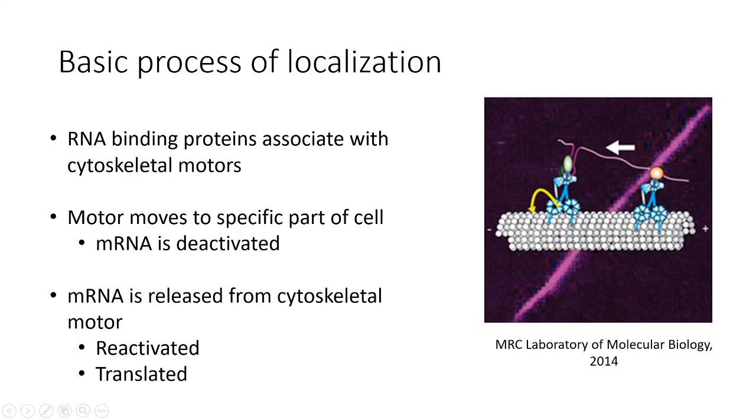And second, of course, if you have a ribosome associating with the mRNA and translation taking place, then that completely defeats the purpose of cytoplasmic localization, because then you're going to have protein products all over the cell instead of just having it in that one specific part. And then, of course, the mRNA will be released from the cytoskeletal motor, reactivated, and the translation process will begin.